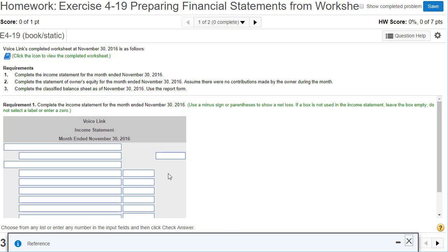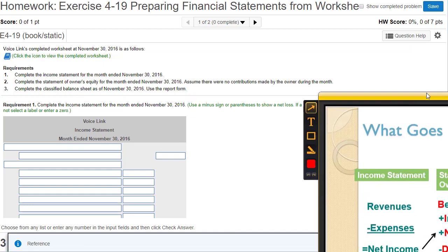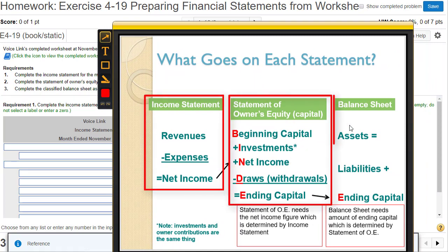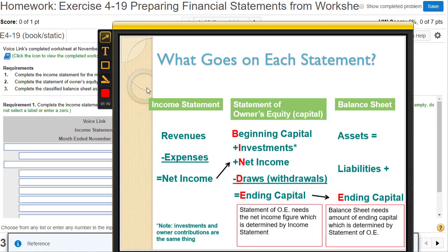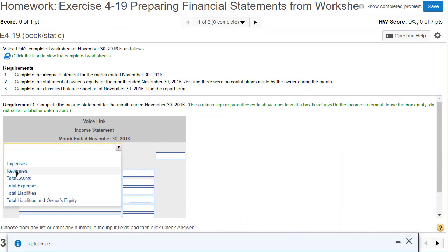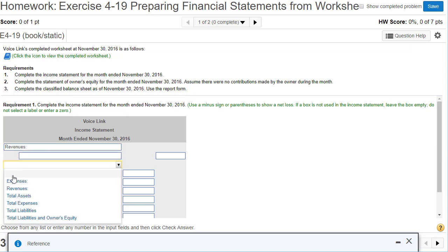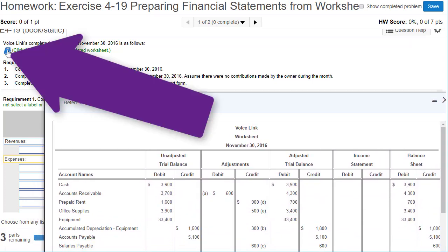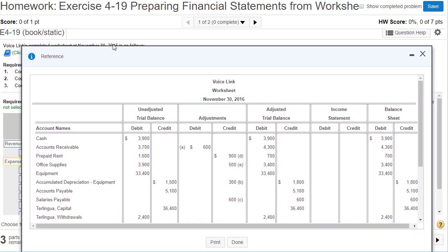All right, so before we can do the financial statements, we need to know the formulas for the financial statements. So the three financial statements are the income statement, statement of owner's equity, and then the balance sheet. Since we're starting off, as always, with the income statement, our basic formula is revenues minus expenses equals net income or net loss. So we know we're going to have revenues minus expenses. So let's get back to our worksheet, which again was retrieved by clicking on that icon.